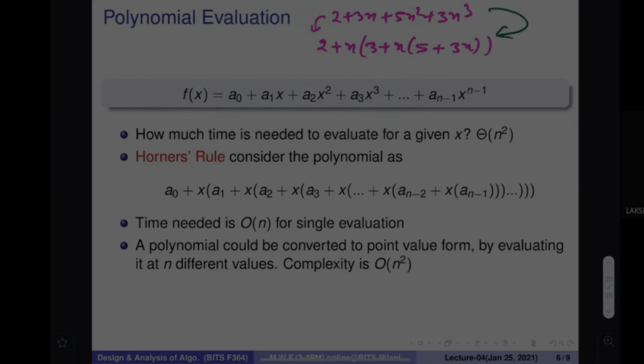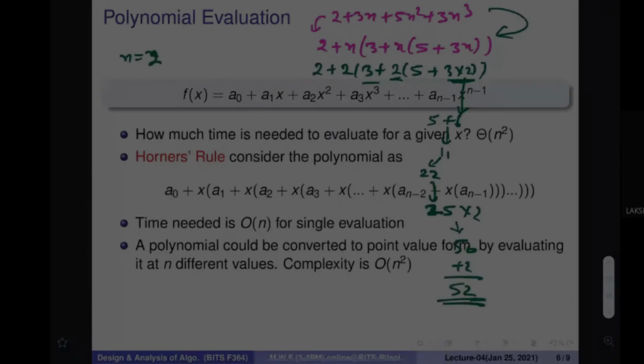Same expression? Yes. So what if I want to find out when x is equal to 2? So 2 plus 2 multiplied by 3 plus 2 multiplied by 5 plus 3 multiplied by 2. I can solve it in this way. 3 times 2 is 6, plus 5 is 11. Then I multiply with this 2, it becomes 22. Then 22 plus 3 becomes 25. Then I multiply by 2, it becomes 50. Then I add 2, it becomes 52. Am I computing right?